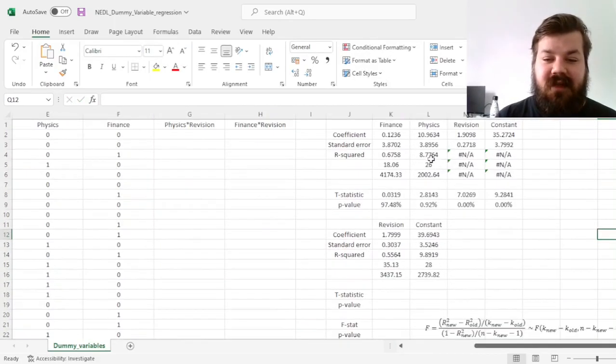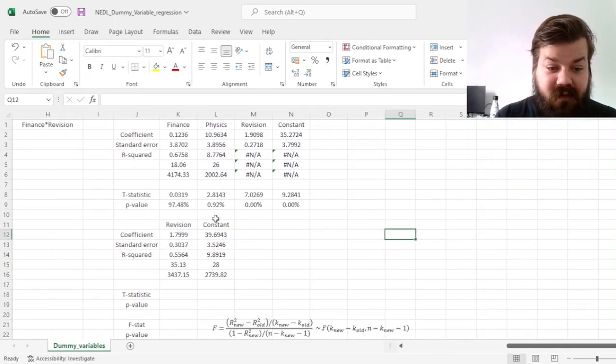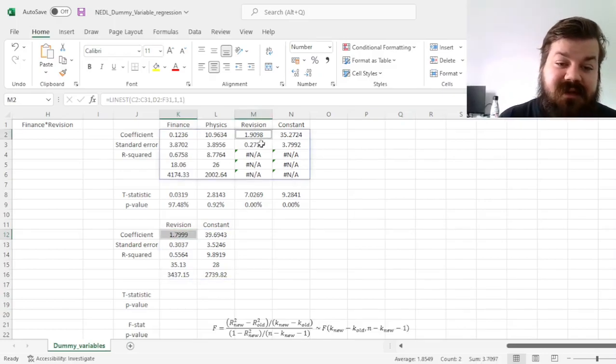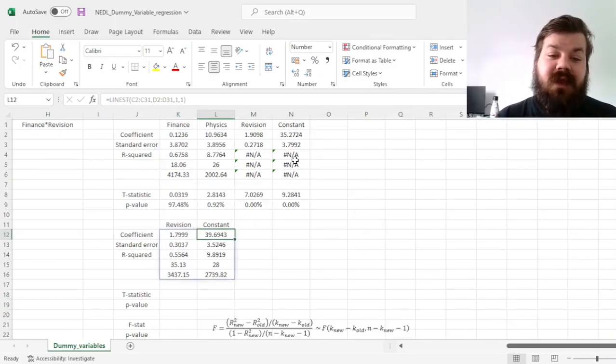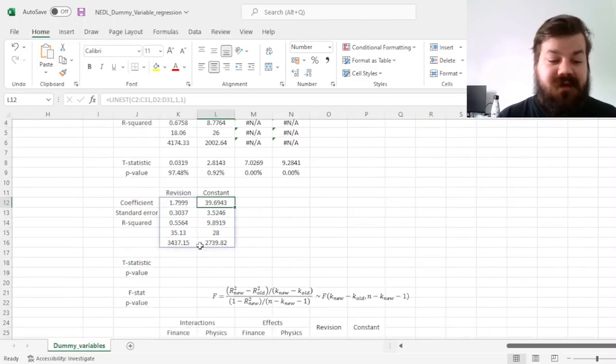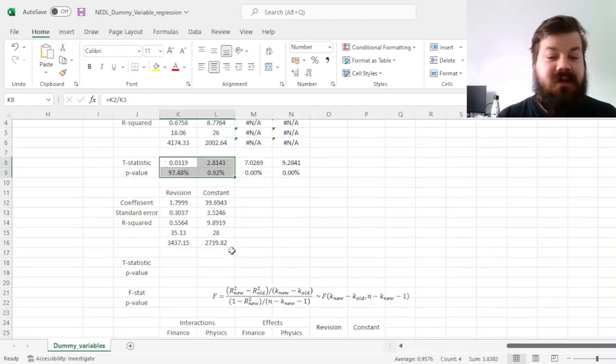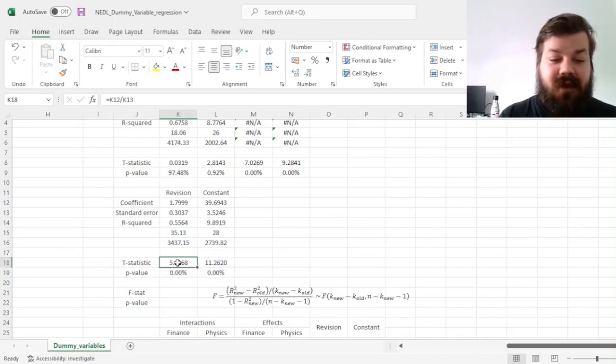And we can see that still we have got a positive coefficient for revision that's quite similar in magnitude, and a constant that's around 40. We can quite easily apply the same statistical significance testing for the individual coefficients, showing that, well, revision is a positive and significant factor, as expected.